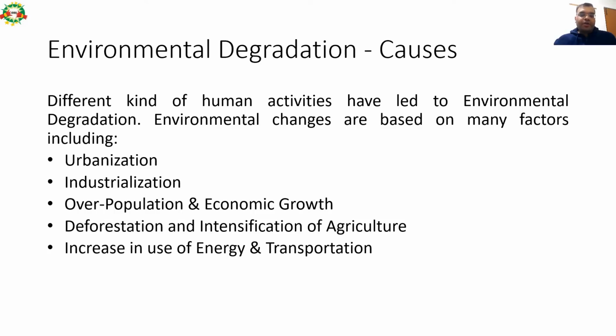So the next topic under this chapter is environmental degradation. What are the causes of it? So different kinds of human activities have led to environmental degradation. Environmental changes are based on many factors including urbanization, industrialization, overpopulation and economic growth, deforestation and intensification of agriculture, increase in use of energy and transportation.